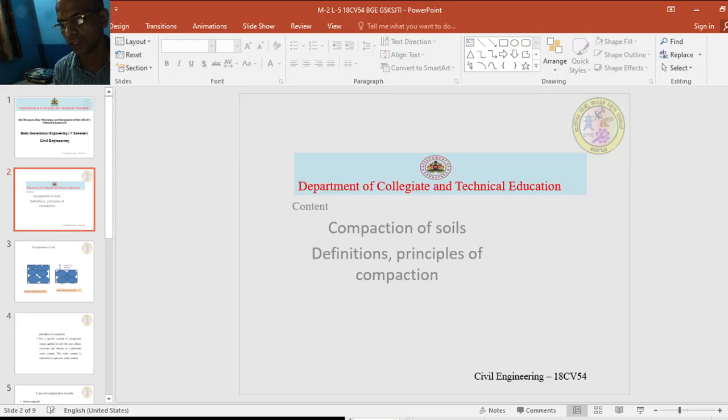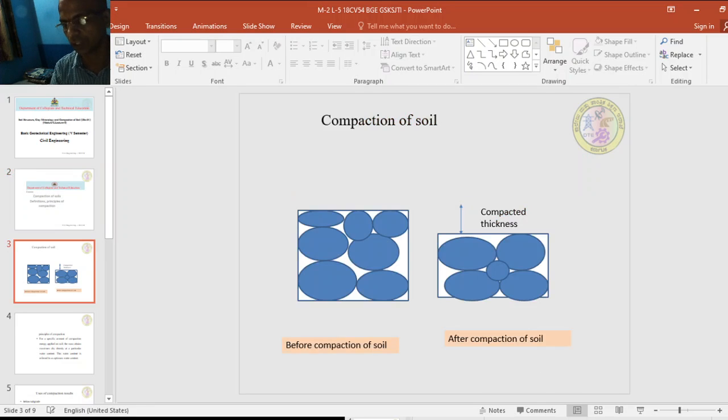So today's discussion is composed of compaction of soil, the definition, and principles of compaction. I wanted to give an example. If you take a soil in a loose state, there will be a huge range of particle sizes, and between the particles there is a huge gap of voids. If you apply a load and compact the soil, there will be a reduction in the height of the soil. That reduction in height is due to the expulsion of the air present in the void space of the soil sample, and this is called compaction.